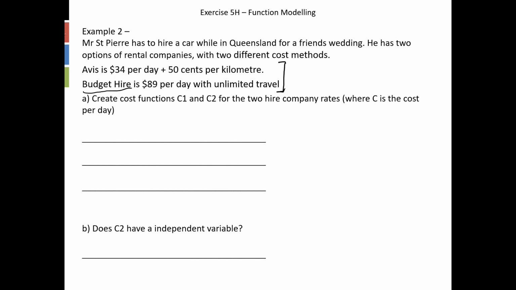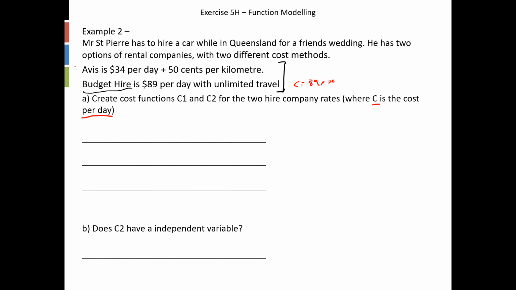Okay, so our example, Mr. St. Pierre has to hire a car while in Queensland for a friend's wedding. He has 2 options, rental with 2 different cost methods, Avis and budget hire. As per that, create cost functions C1 and C2 for the 2 hire company rates, where C is the cost per day. Okay, so C isn't the total cost. It's not saying if I hired it for 5 days, it's not C equals 89 times X. That would be total cost. C is the cost per day.